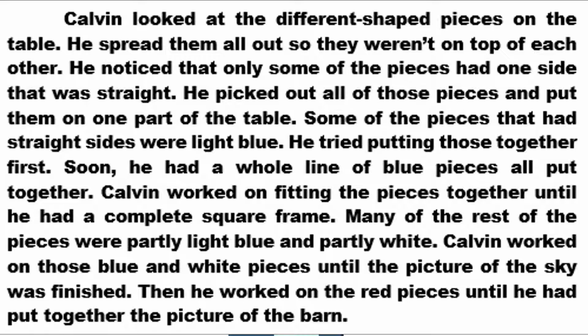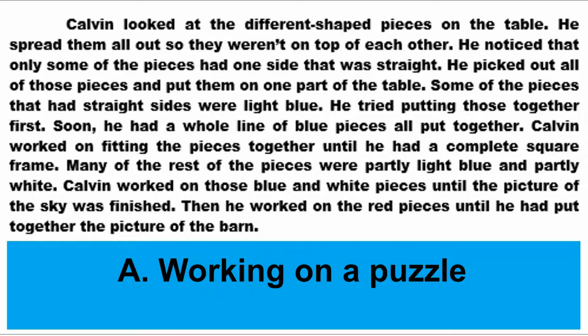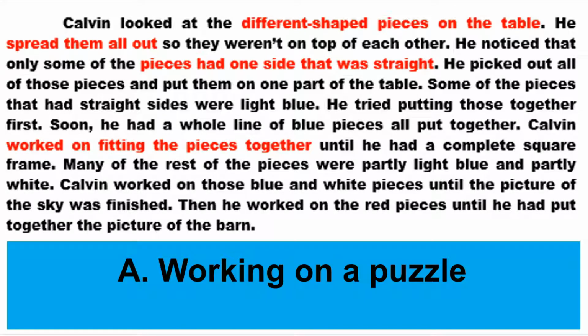First question, what is Calvin doing? A. Working on a puzzle. B. Drawing a picture. C. Having a snack. If you answered A, working on a puzzle, you are correct. The story doesn't say that Calvin is working on a puzzle, but we know that puzzles have a lot of different shaped pieces that you spread out on a table. We also know that the edge pieces of a puzzle have one straight side.